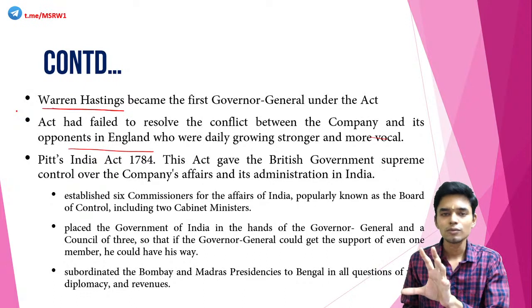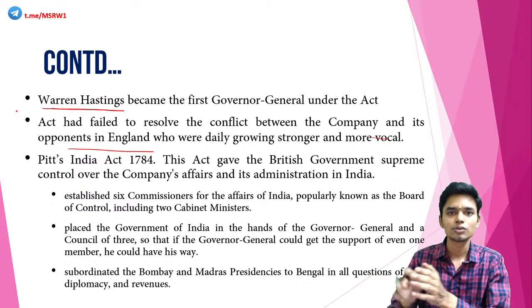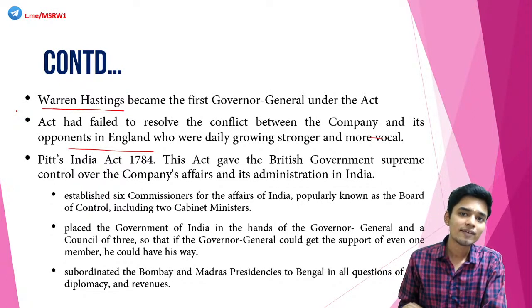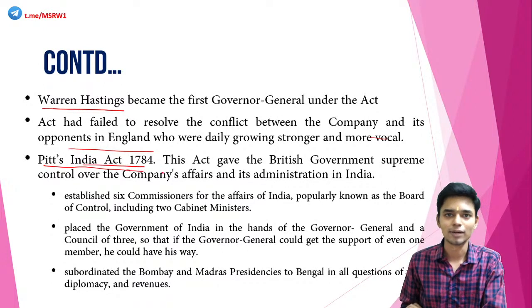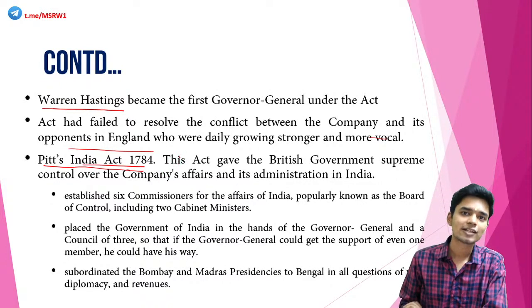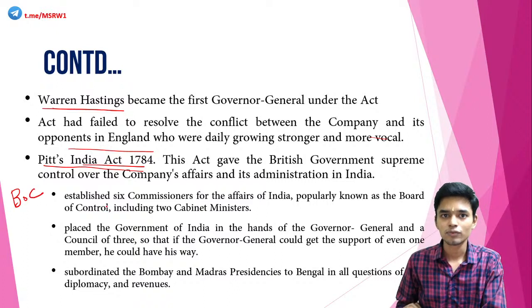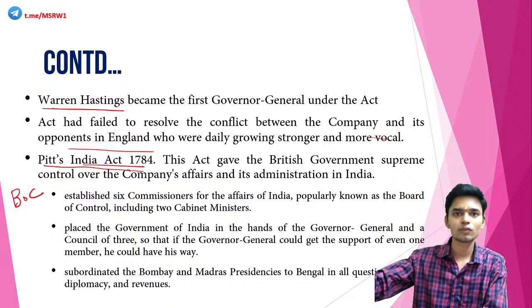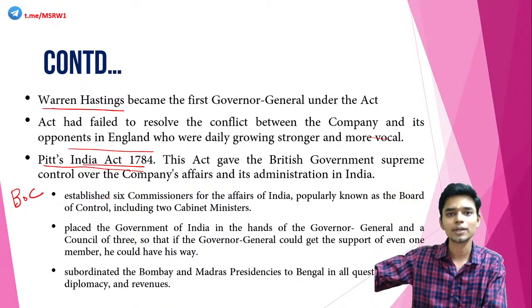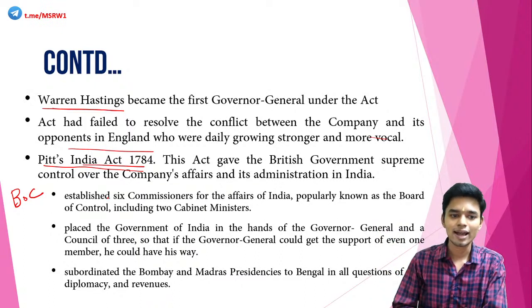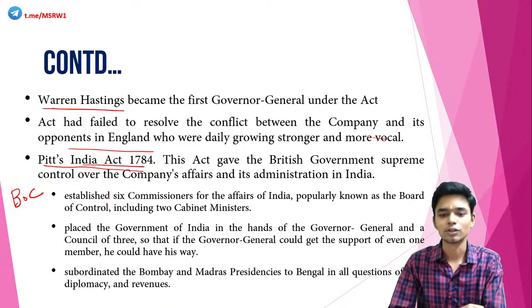So in order to fix all the issues associated with the Regulating Act of 1773, later in 1784, Pitt's India Act was passed. Another major landmark in the history of India, Pitt's India Act of 1784 established something called a Board of Control. Now we will see a dual setup. We have a Court of Directors which looks into the commercial activities of the company, and a Board of Control which looks into the administrative aspects of the company. So Pitt's India Act established the Board of Control.